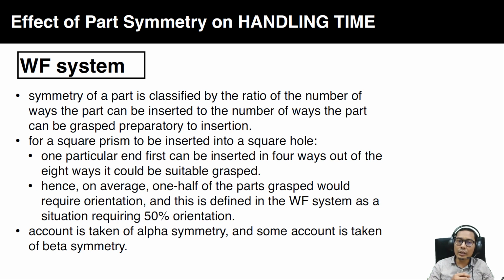Hence, on average, one half of the part's grasps would require orientation, and this is defined in the WF system as a situation requiring 50% of orientation. So account is taken of alpha symmetry and some account is taken of beta symmetry.